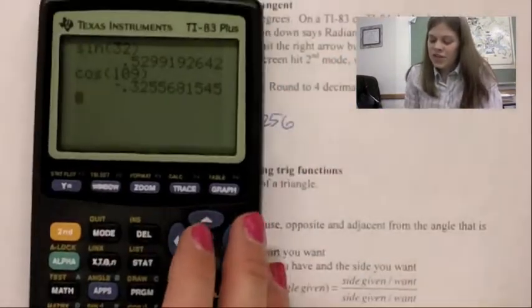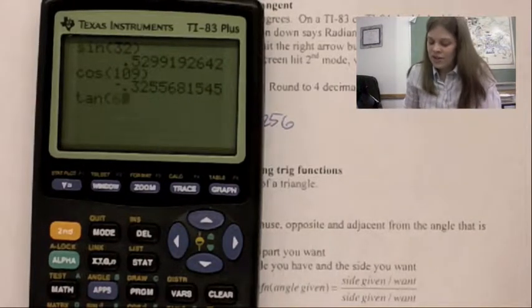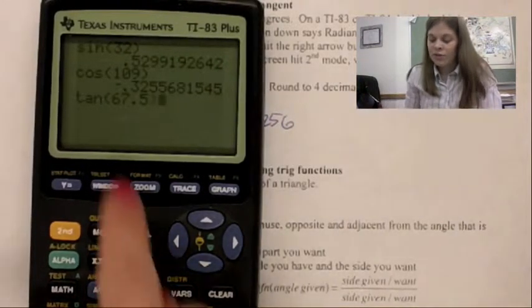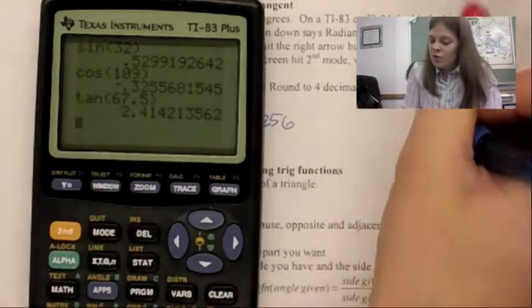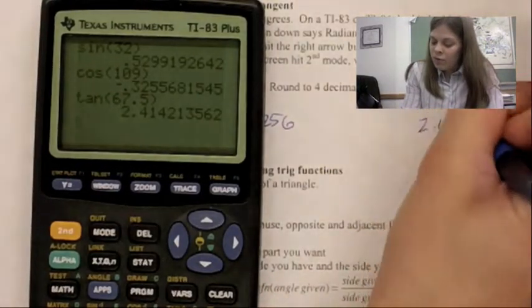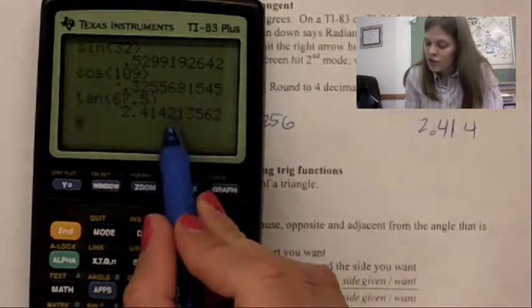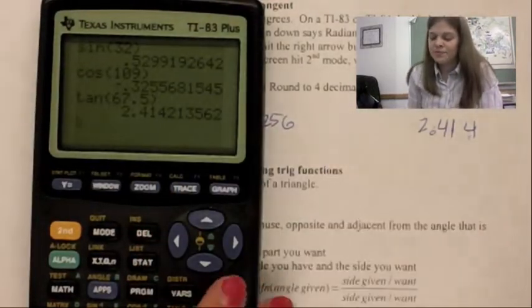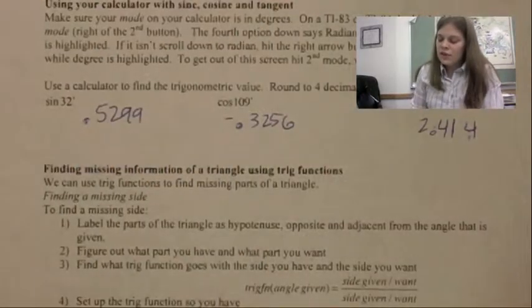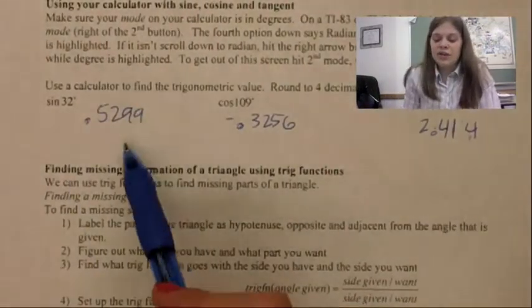Okay. The tangent of 67.5, I hit tangent instead of cosine or sine, 67.5. And now notice it doesn't matter that this is a decimal, it works fine. So I put it in and I get 2.414. Notice I don't round the 4 up because the 2 is less than 5, so I keep the 4 as a 4.